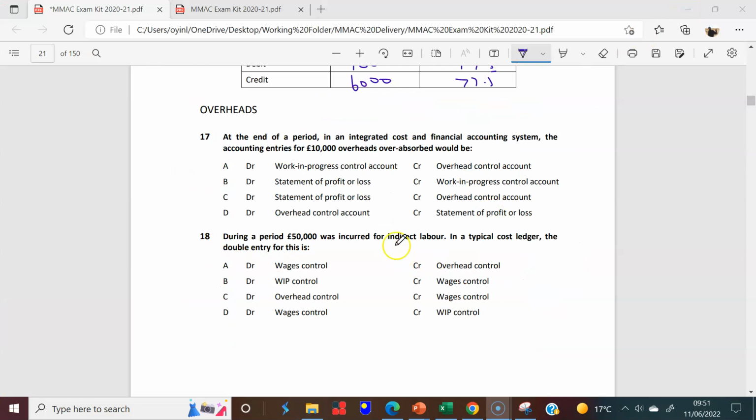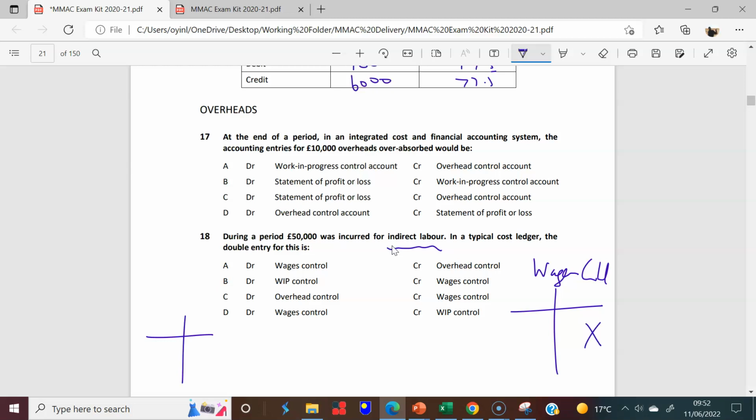Now let's look at the next question. Question 18, a nice one. This is an expense, right? This is indirect costs. You know that at the end, all these costs are going to be recorded within the wages control. This is where this final expense is going to be, right? So typically what would have happened is this. Let me just take you through the whole process.